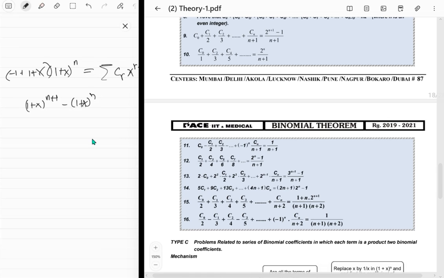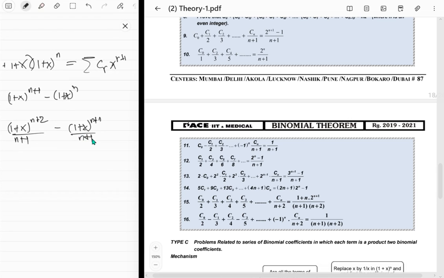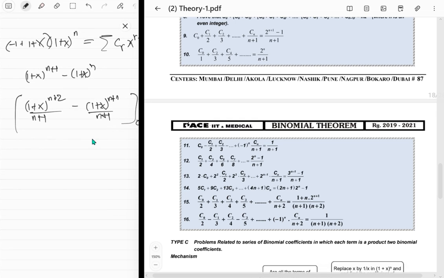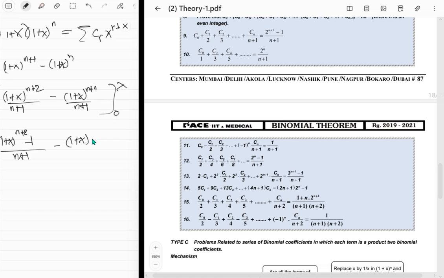Integrating this is a piece of cake. This will be (1 plus x) power n plus 2 upon n plus 2, minus (1 plus x) power n plus 1 upon n plus 1. The whole thing goes from 0 to x. So it becomes (1 plus x) to the power n plus 2 minus 1 upon n plus 2, and then minus (1 plus x) power n plus 1 minus 1 upon n plus 1.